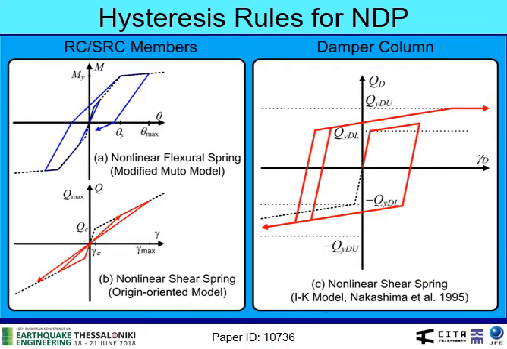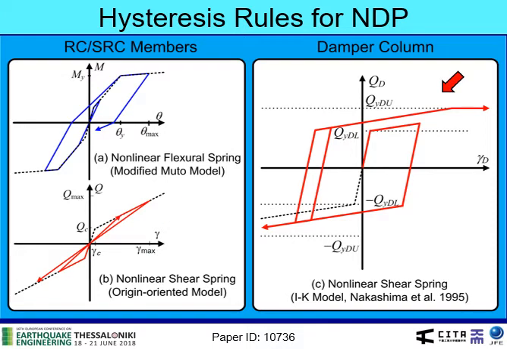Here shows the hysteresis rule for nonlinear dynamic analysis. In RC members, shear failure is not considered and the behavior of all members is assumed in a ductile manner. Modified Muto model shown in A is used for the nonlinear flexural spring at each member end, and origin-oriented model shown in B is used for the nonlinear shear spring of columns with wing wall in frame Y0.